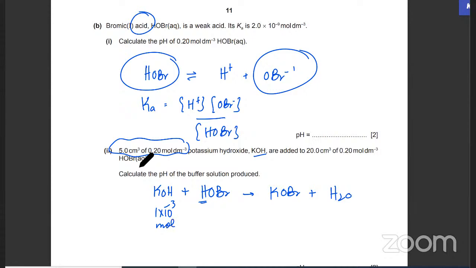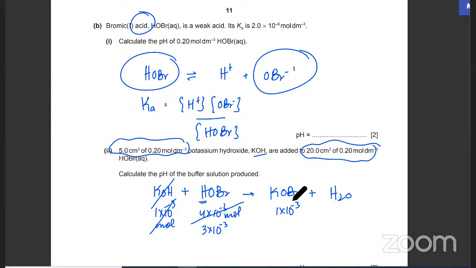And HOBr moles, that's 4 into 10 to the minus 3. Which one is in excess? 1 into 10 to the power minus 3 is going to completely react, right? It's going to react with 1 into 10 to the power minus 3. So 3 into 10 to the power minus 3 would be left in the solution. And 1 into 10 to the power minus 3 will react with 1 into 10 to the power minus 3 to produce 1 into 10 to the power minus 3 of KOBr.